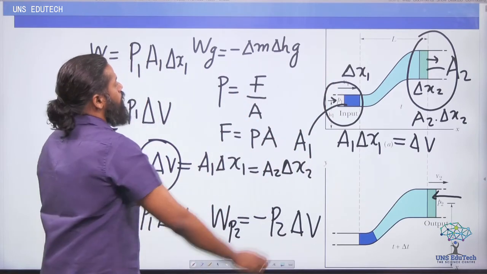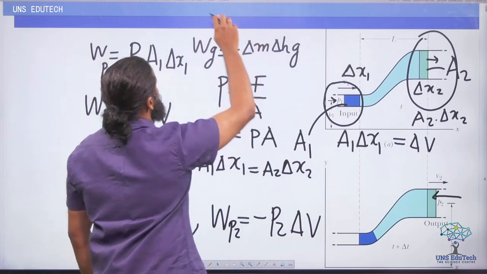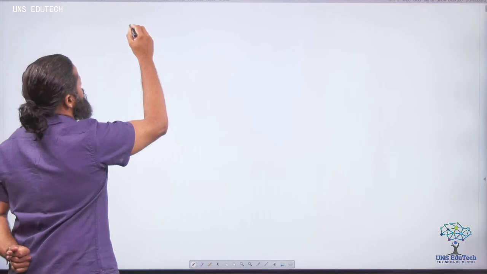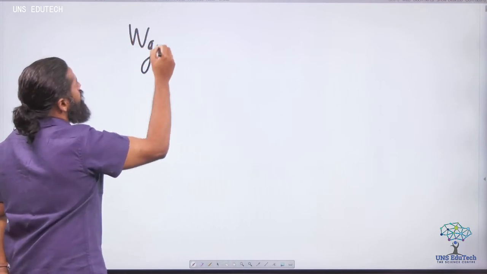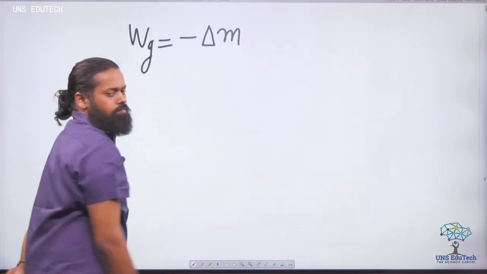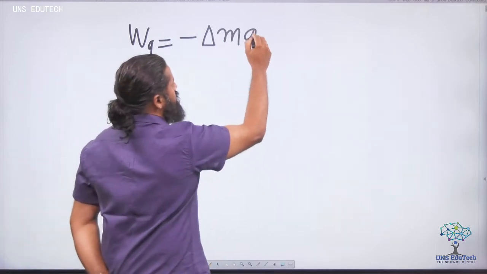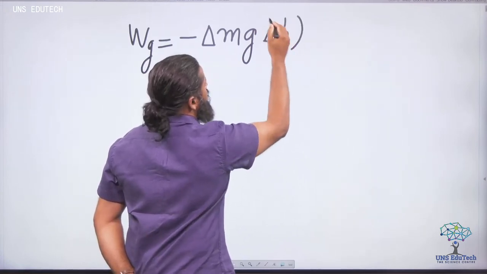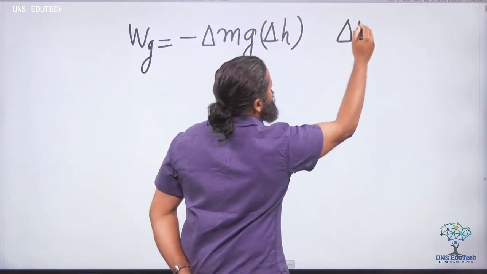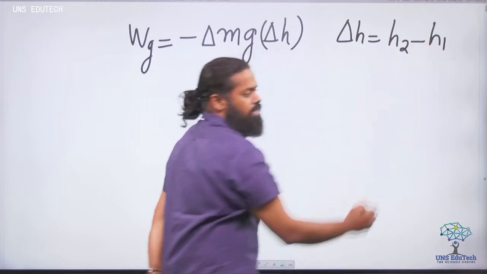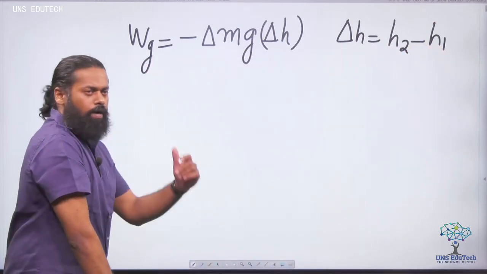So, this is actually the work done by gravity. Let us see. Work done by gravity, we discussed, is nothing but minus of delta M under consideration into g, that is a force, into delta H. Delta H is equal to H2 minus H1, that we already discussed.